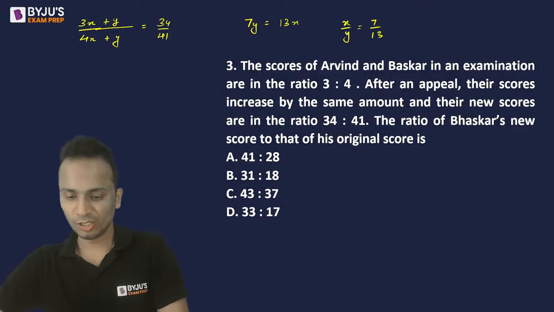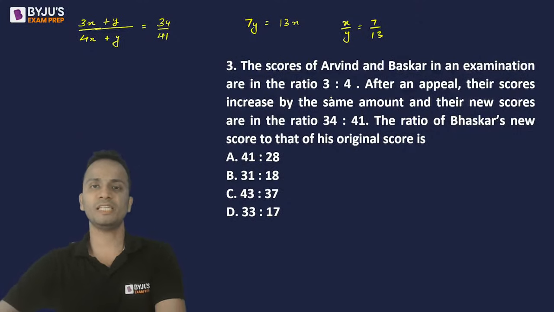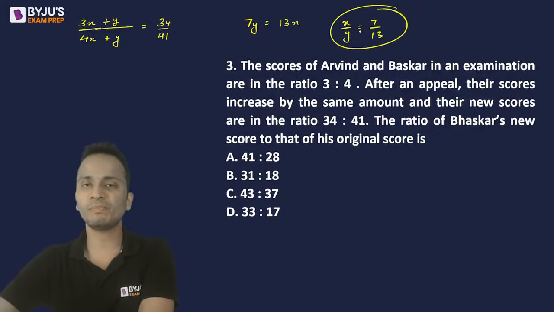Now people have started giving the answers. That's good. So Harsh, Priyanshi and Monu have given the answers. So x upon y का value पता लग गया 7/13.